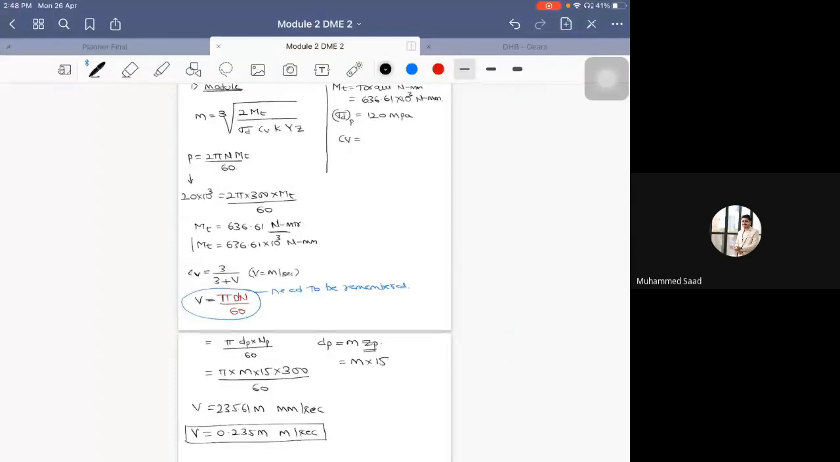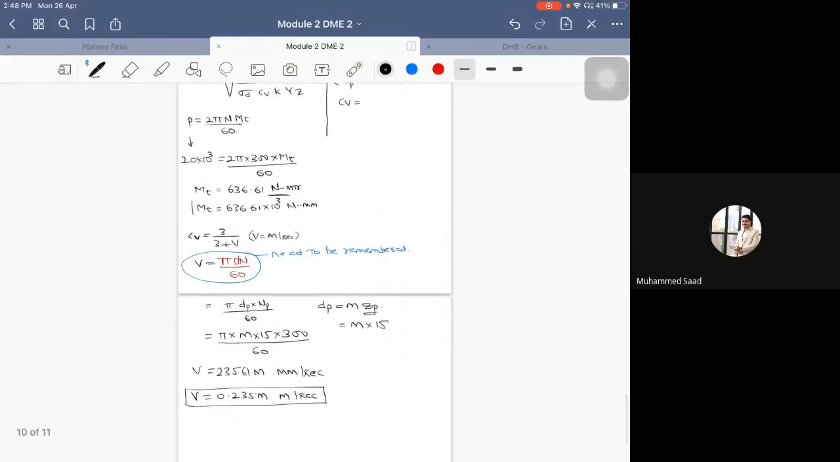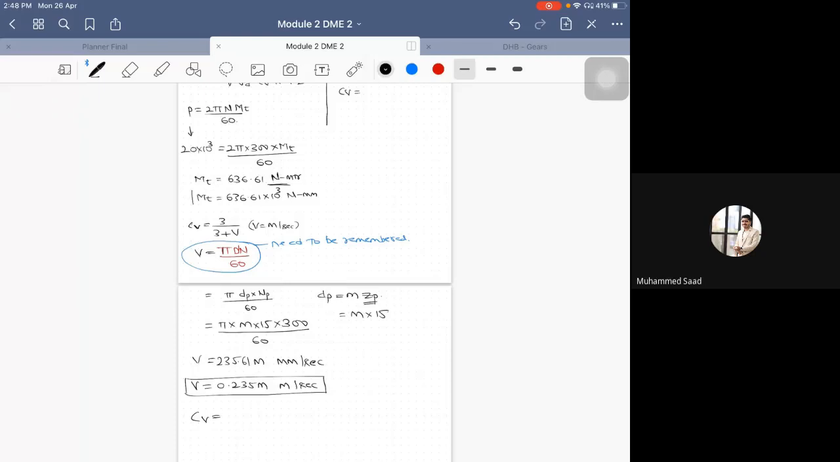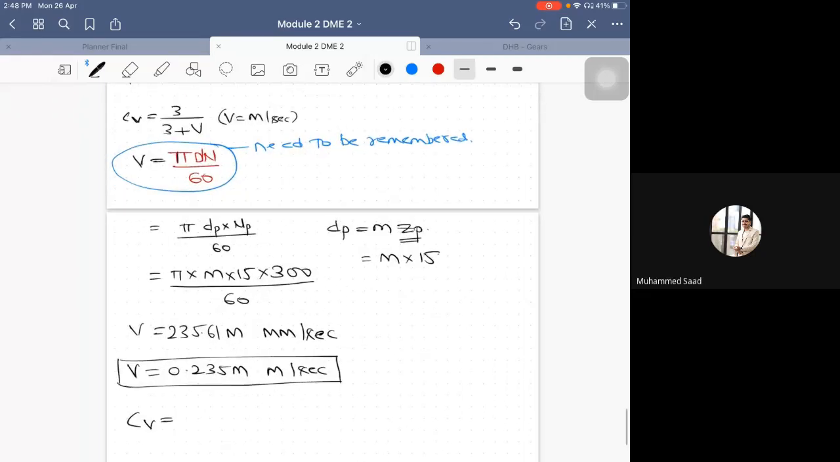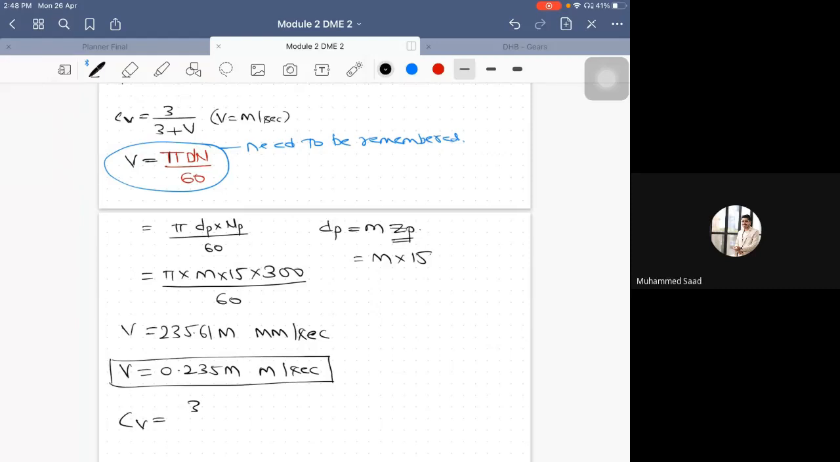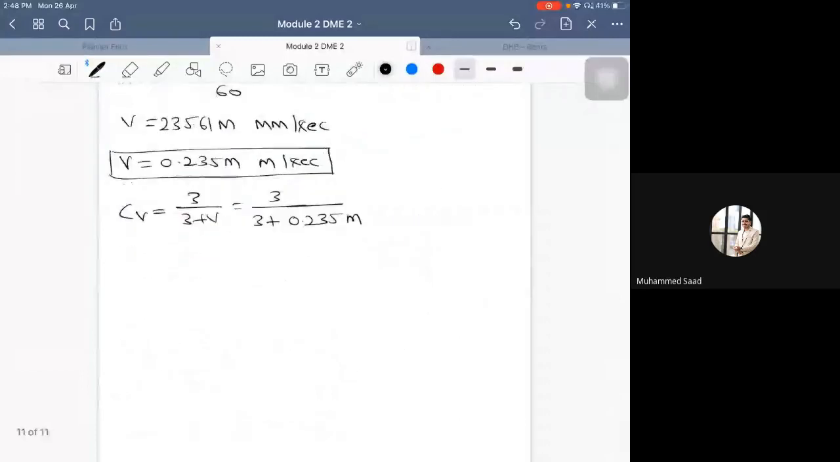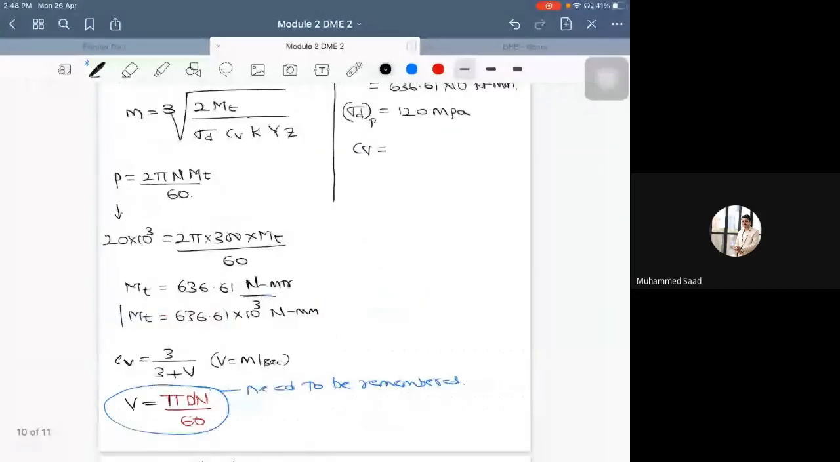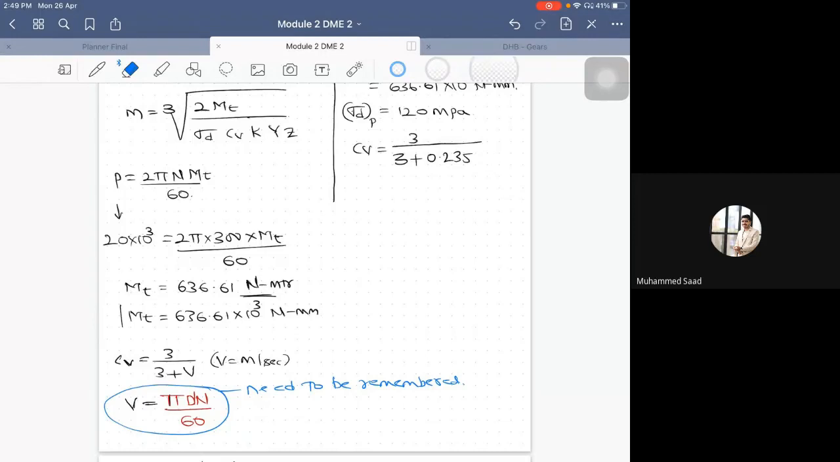Now, where were we? Okay. So we need to calculate Cv now. Go for Cv is equal to 3 divided by 3 plus V, that is 3 divided by 3 plus 0.235 m. Keep it as such and just write it here. So can you tell me the value? 3 divided by 3 plus 0.235 m. Okay, m is smaller here. I'll just change this.